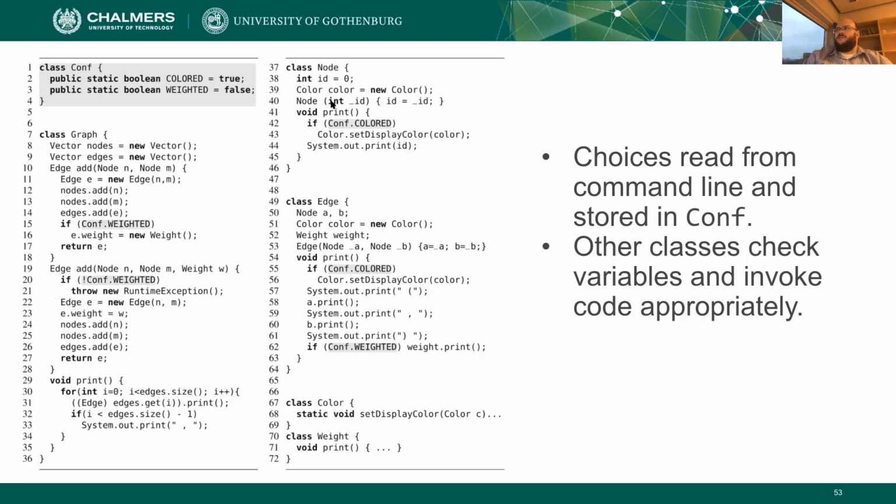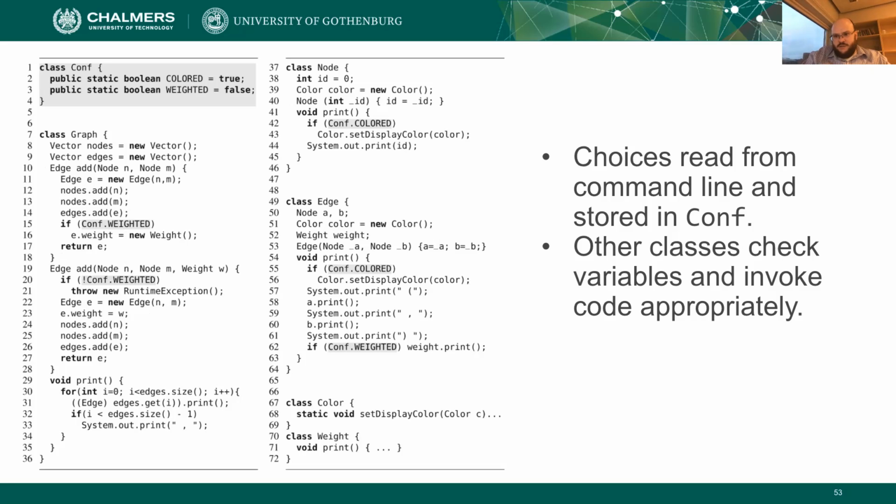Over here in the print, we'll check whether it's colored, and if so, we'll set a certain display color and print the ID. In our edge class, if it's colored, we'll set the display color. If it's weighted, we'll print the weight out when we print the information on the edge. So you can see here within the code that we'll check if a feature is being used, and then we'll call certain code conditionally if it is or not. Pretty straightforward.